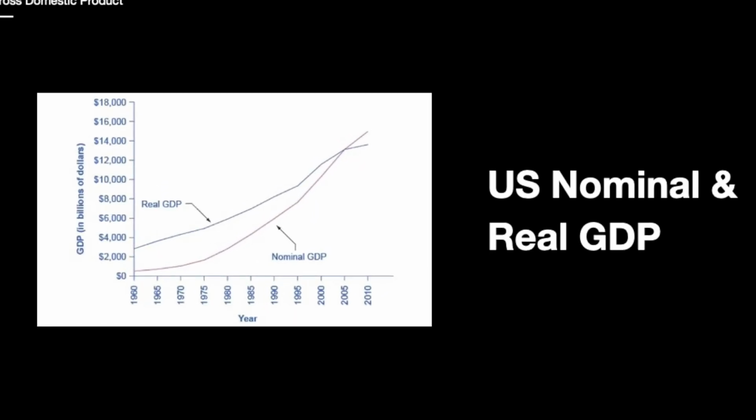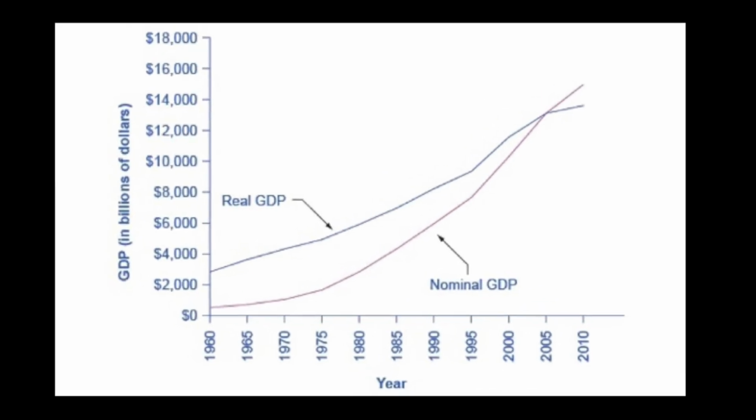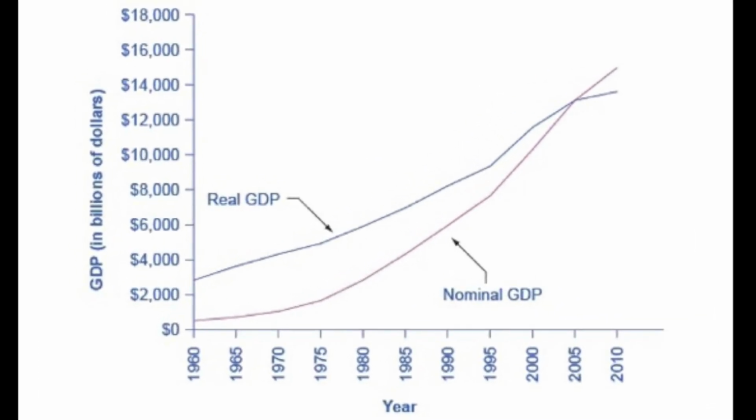U.S. nominal and real GDP from 1960 to 2012. The black line measures U.S. GDP in real dollars, where all dollar values are converted to 2005 dollars. Since we express real GDP in 2005 dollars, the two lines cross in 2005.